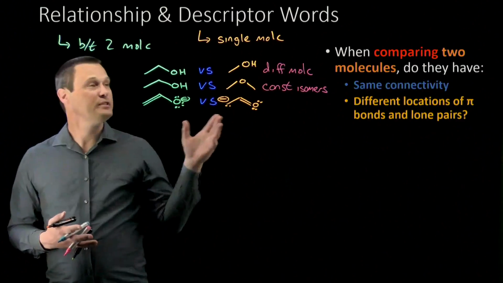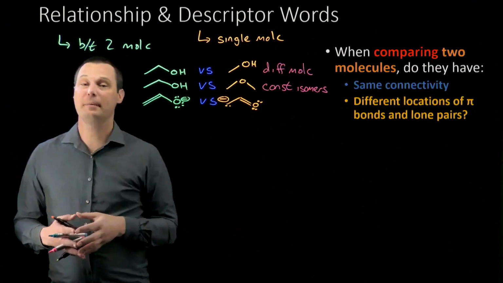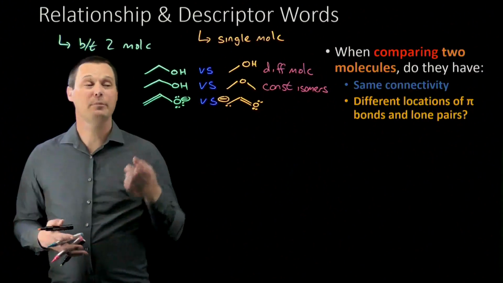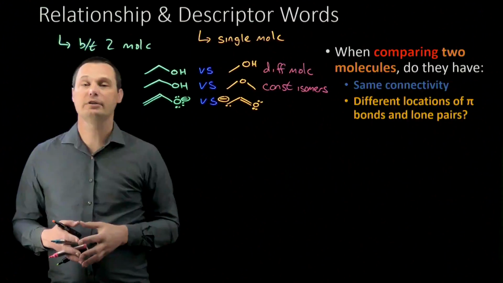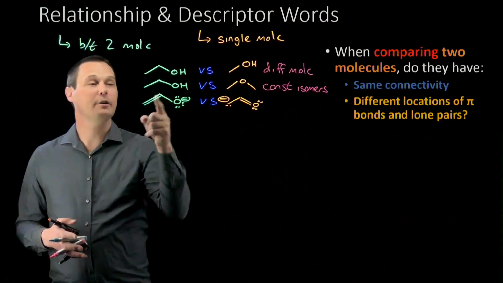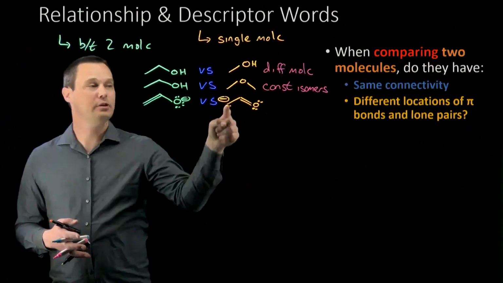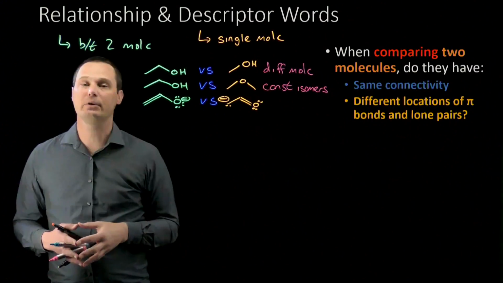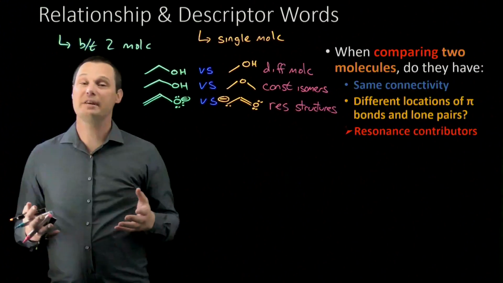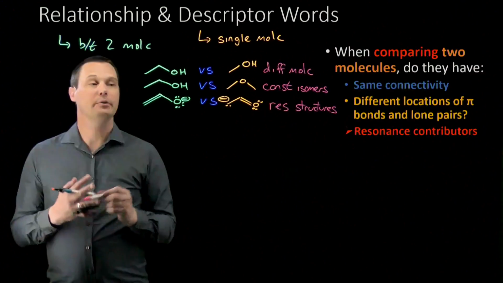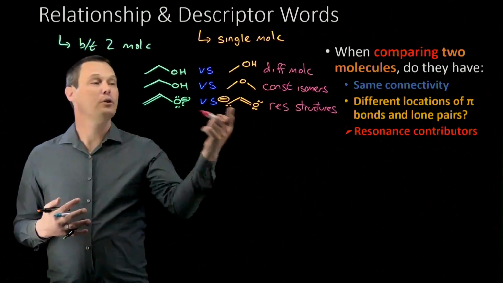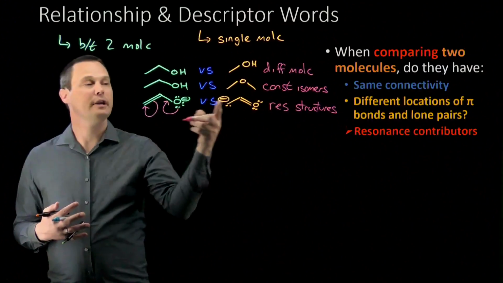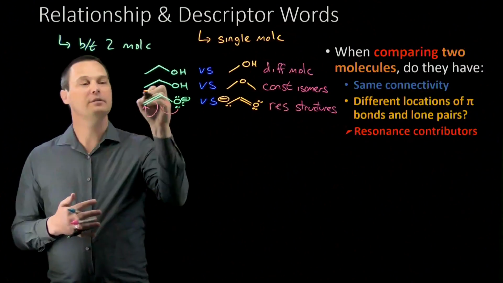When comparing two molecules, if they have the same molecular formula, if they have the same connectivity, do they only differ in their location of pi bonds and lone pair electrons? For example, if I introduce a double bond and a negative charge, these molecules have the same molecular formula, they have the same connectivity, carbon-carbon-oxygen, carbon-carbon-oxygen. They only differ in the placement of the pi bond and the lone pairs between the molecules. If they only differ in pi bonds and lone pairs, they are resonance contributors. If they're resonance contributors, then we should be able to draw a set of curved arrows to convert one into the other. We could take this lone pair from oxygen and make the pi bond, break the pi bond and put those electrons onto the carbon on the left, and that would make these resonance contributors.